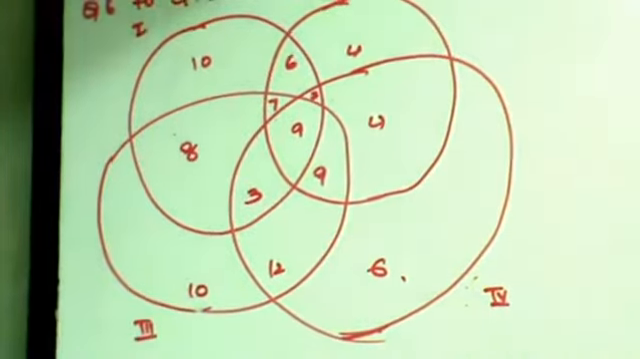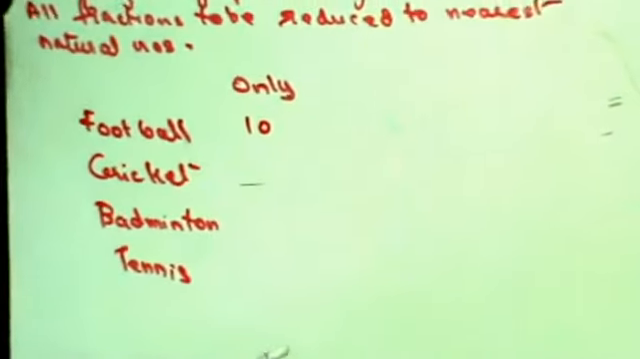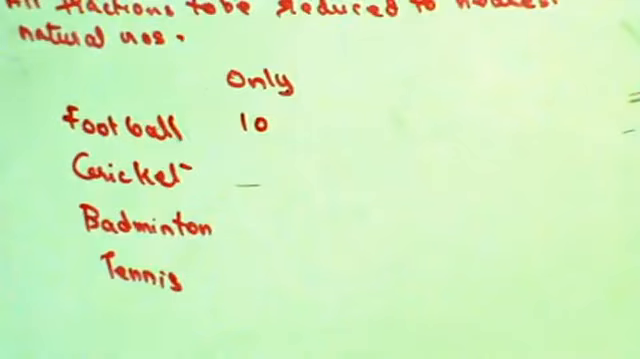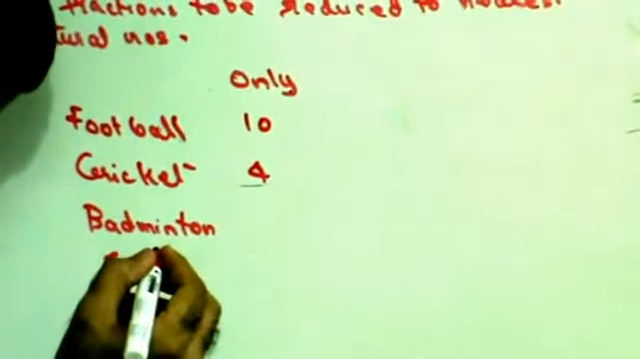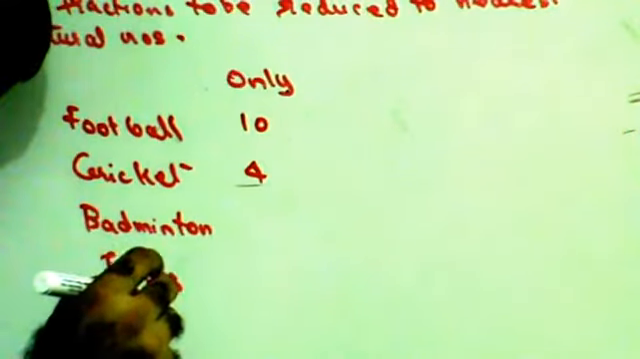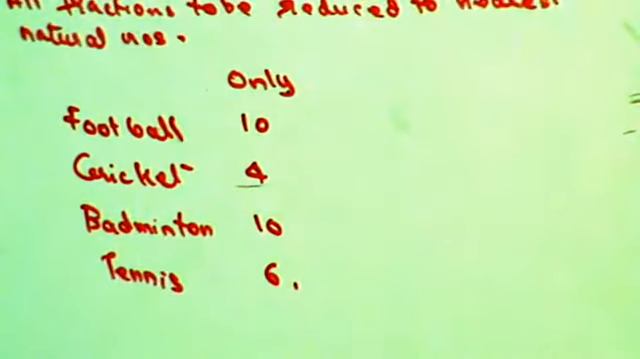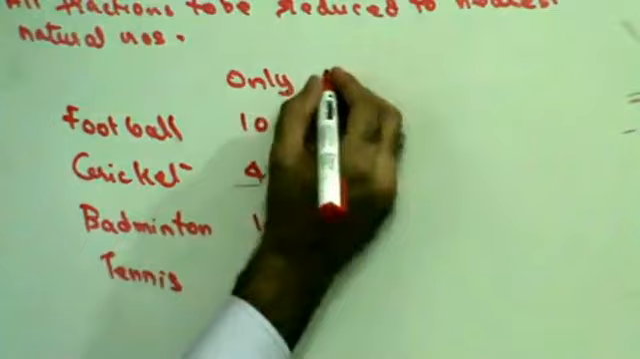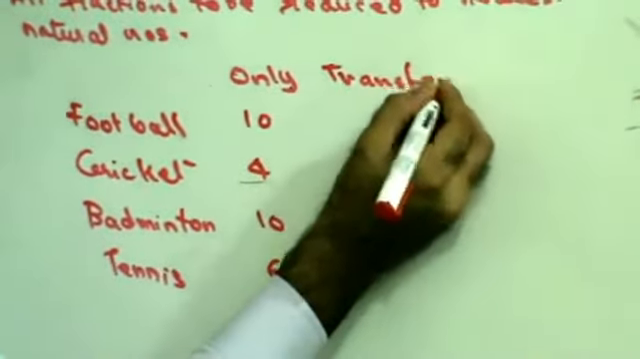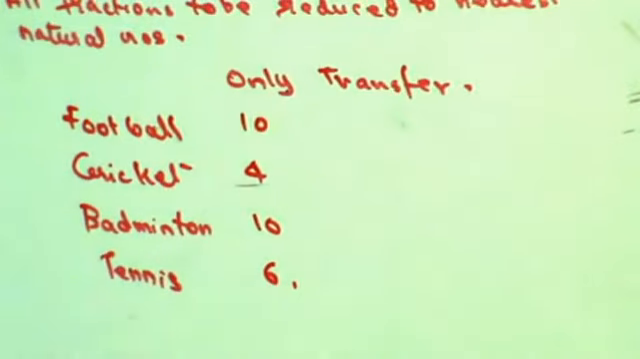So first let's find out how many of them play only one sport. So these are 10, and then you have 4, and you have 10, and 6. Transfers are not applicable for people who play 2 or more sports. So we found out those people who play only one sport. Now transfer. From football to cricket, you have 10% transfer, right? 10% means one person will get transferred.